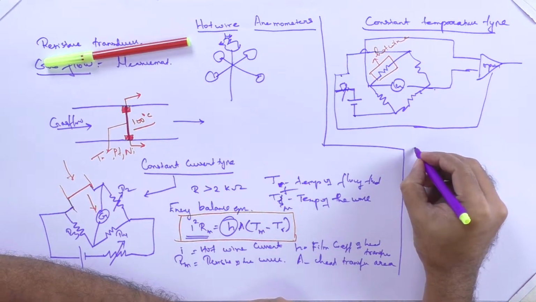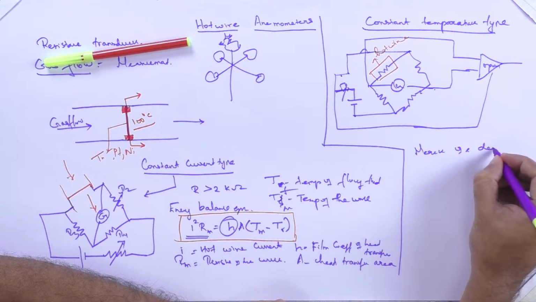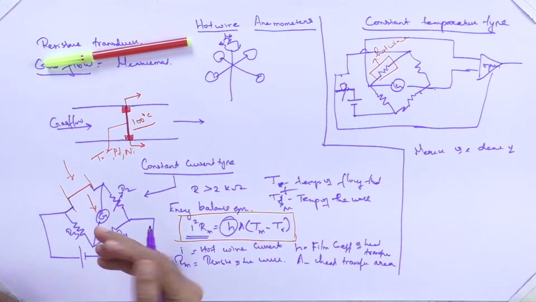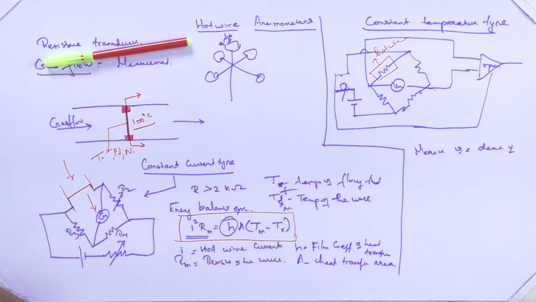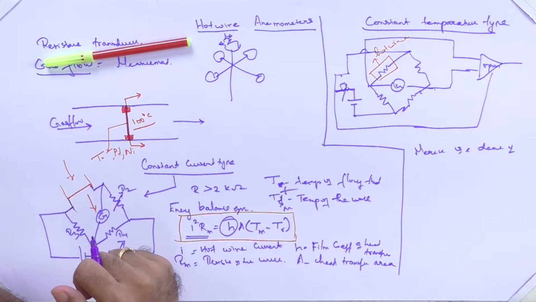Next, we have to see the merits and demerits of each, where we have to go in for a constant current type, and what are the merits and demerits of the constant current type and the constant temperature type.